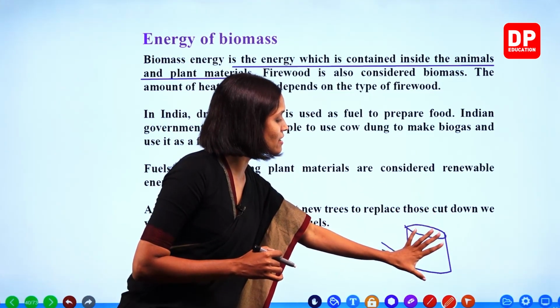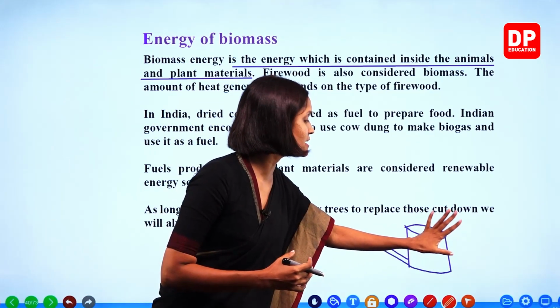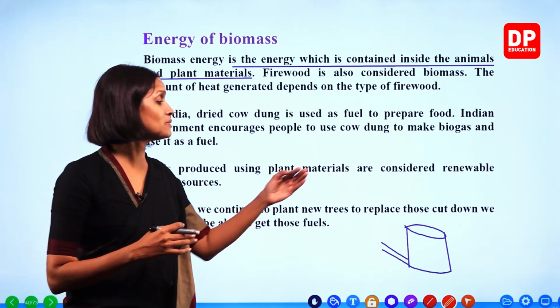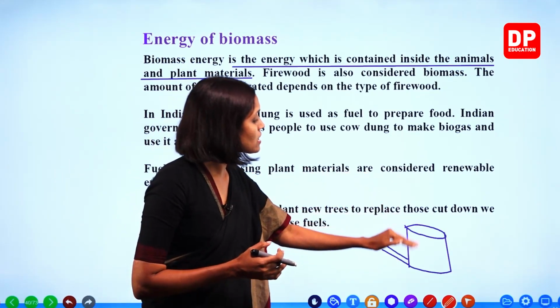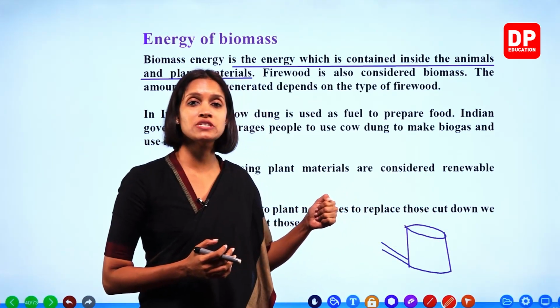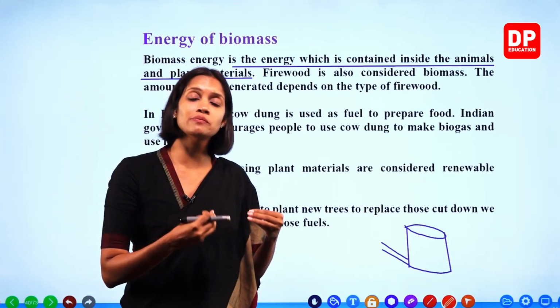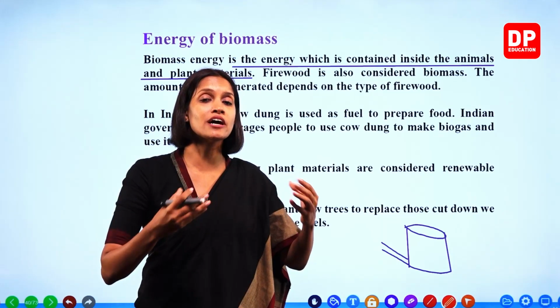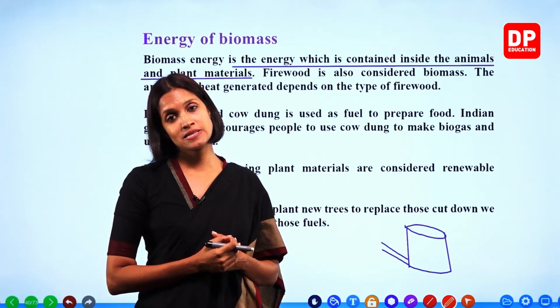Due to this sealed environment, a certain type of microorganisms can act inside it in the presence of a small amount of oxygen, right? So because of the functioning of these microorganisms and the small amount of oxygen, these plant and animal materials break down and a type of gas is released. This gas is known as biogas.